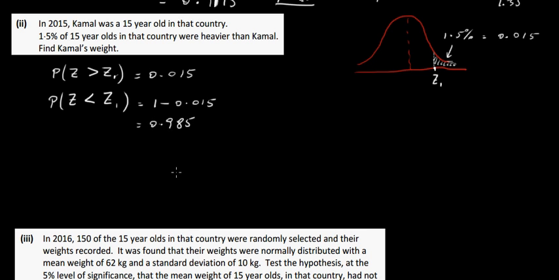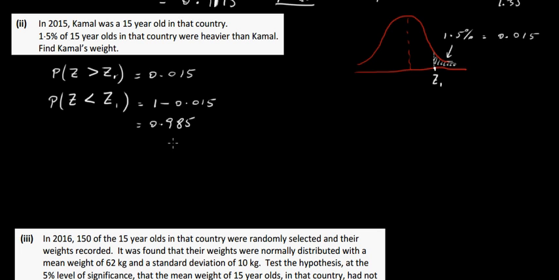0.985. If you think about it, 1.5% of the 15-year-olds would be in this region of the graph, so therefore 98.5% of the 15-year-olds would be in this part of the graph down here. So the probability of z being less than this particular value, z1 here, would be 0.985.